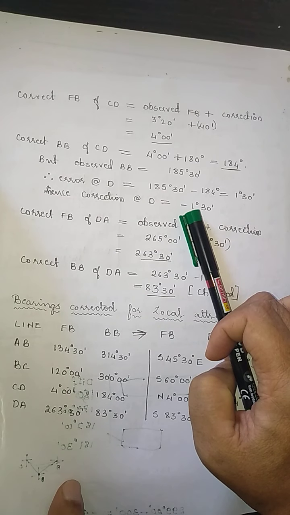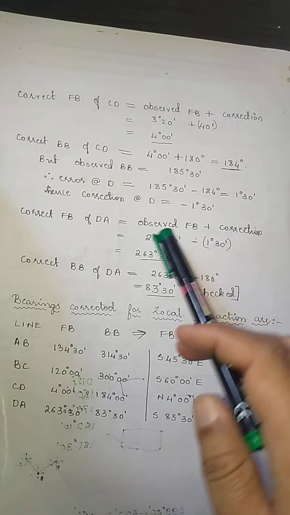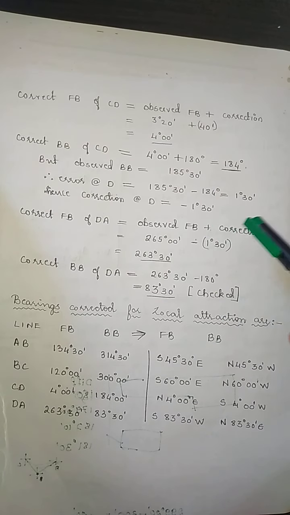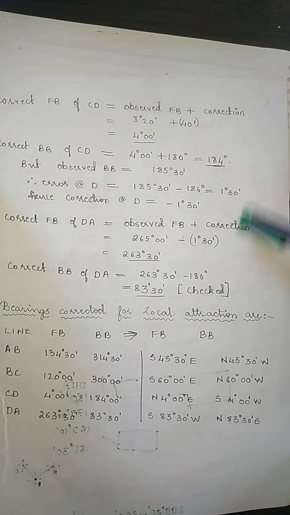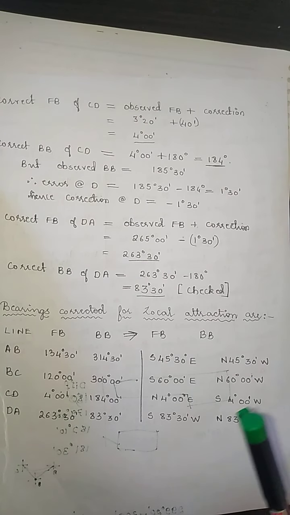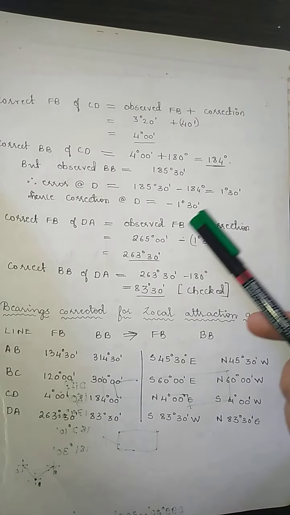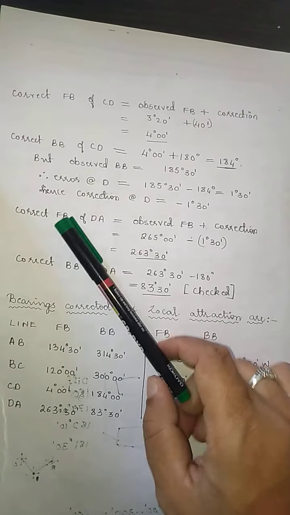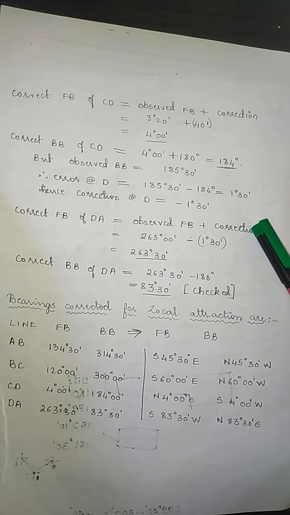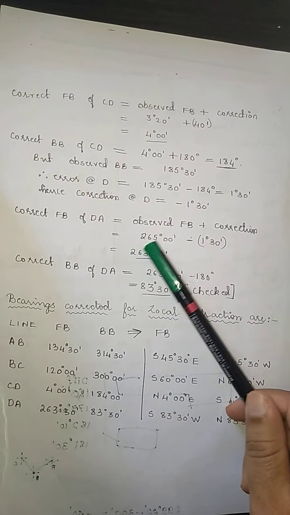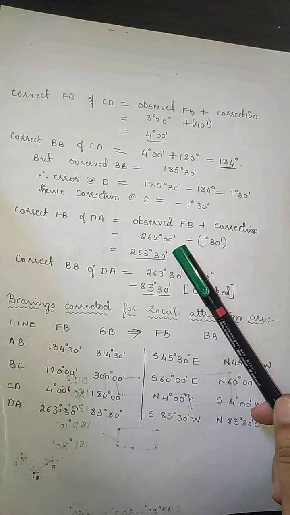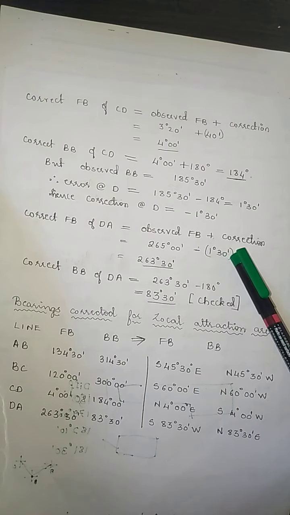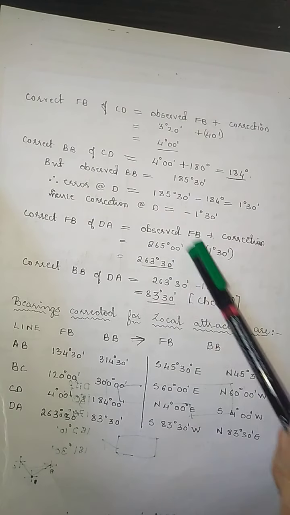So what should we do at the back bearing? How much should be the correction? Minus 1 degree 30 minutes, because 1 degree 30 minutes extra is there. In order to have the correction, we should reduce 1 degree 30 minutes from the previous reading. So corrected forebearing is equal to observed forebearing plus correction. The observed forebearing is 265 degrees, but the correction we apply is minus 1 degree 30 minutes. So it is 263 degrees.